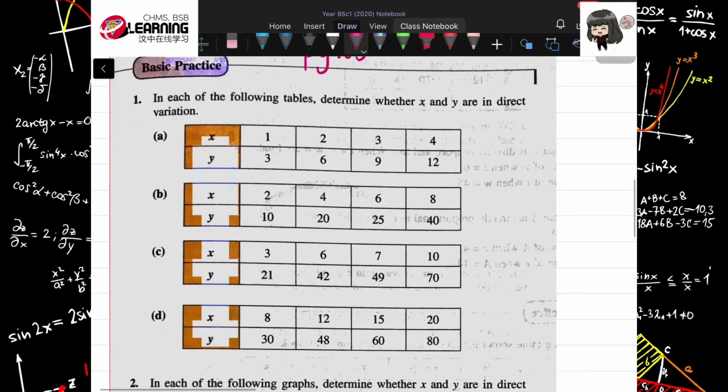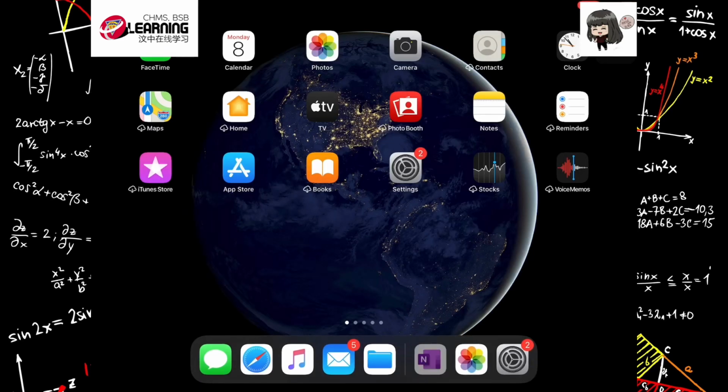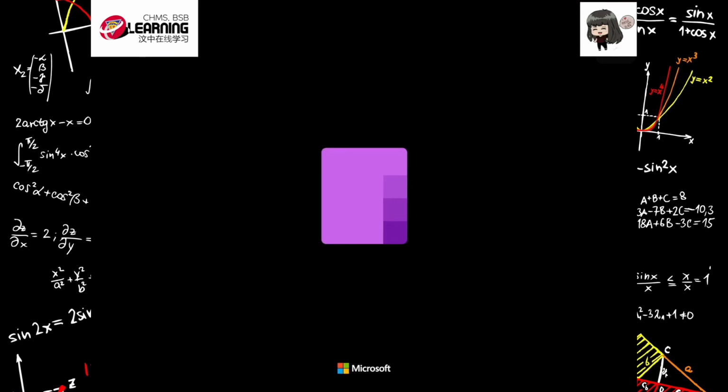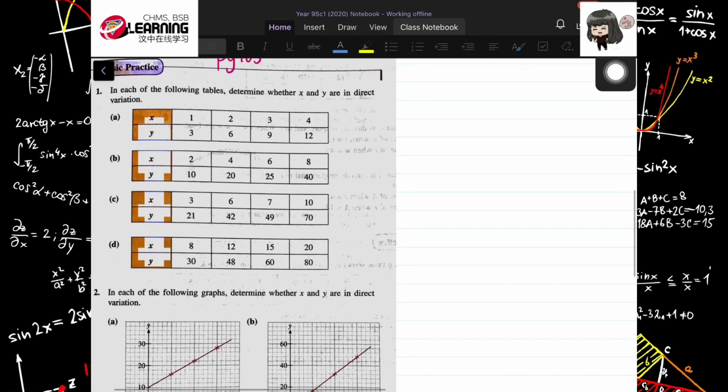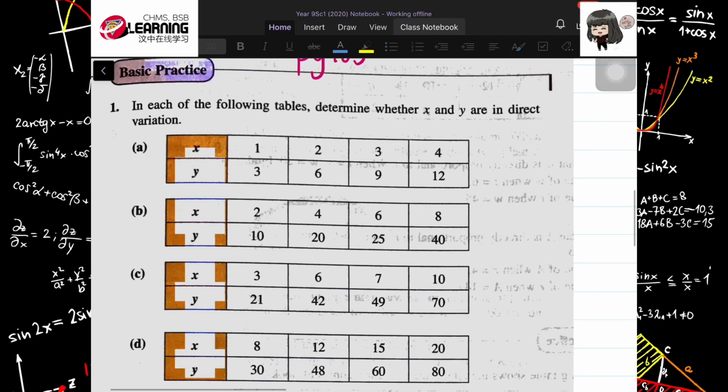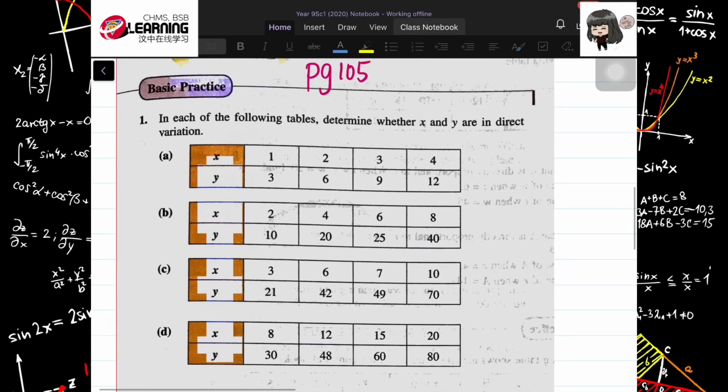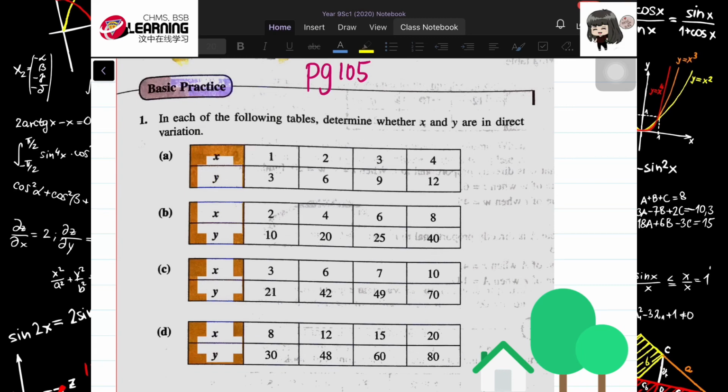Let's do question number 1. You need to copy everything down into your notebook, alright? Question 1: determine whether X and Y are in direct variation. To find that out, we need to find the constant. If we have the same constant for everything, then we can say that it's a direct variation.